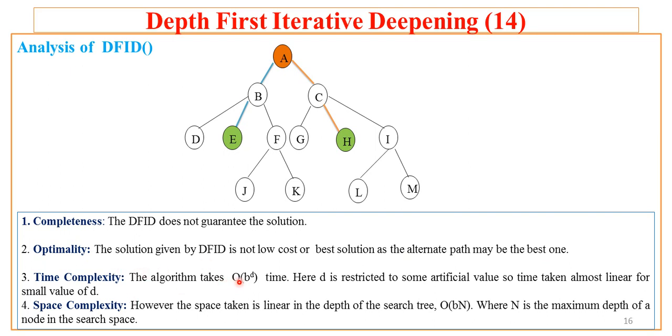Time complexity is b raised to power d. If d is restricted to some artificial bound value, then b raised to power d is almost linear. But if d, that is the depth value, is larger, then b raised to power d is exponential. So time complexity is exponential in case of large d. Space complexity takes linear space, that is big O of b times n, where n is the maximum depth of a node in the search space. With this, I hope that you understood this algorithm.